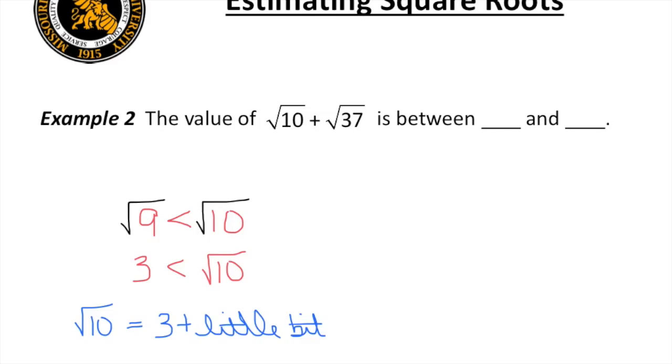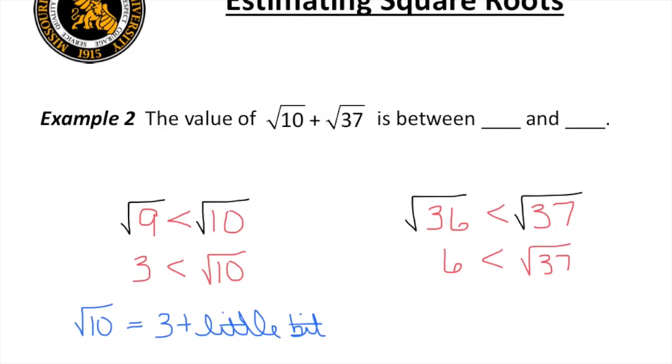Similarly, consider the square root of 37. 37 is not a perfect square. However, 36 is, and it is the closest perfect square to 37. Since 37 is just a little bit bigger than 36, the square root of 37 is going to be just a little bit bigger than the square root of 36. This means that the square root of 37 is just a little bit bigger than 6. And you can then say that the square root of 37 is equal to 6 plus a little bit.